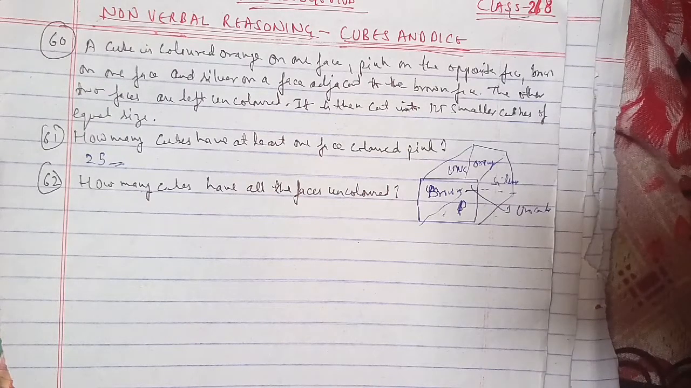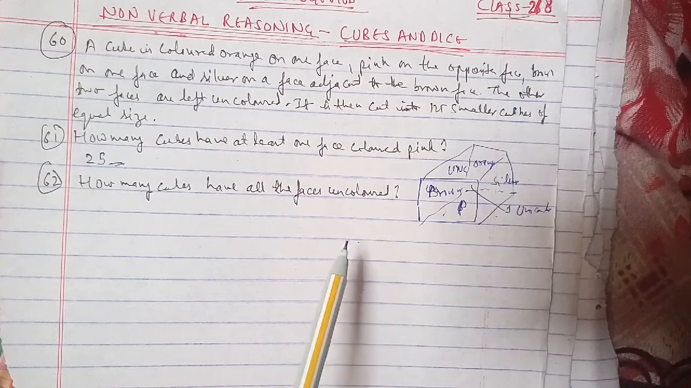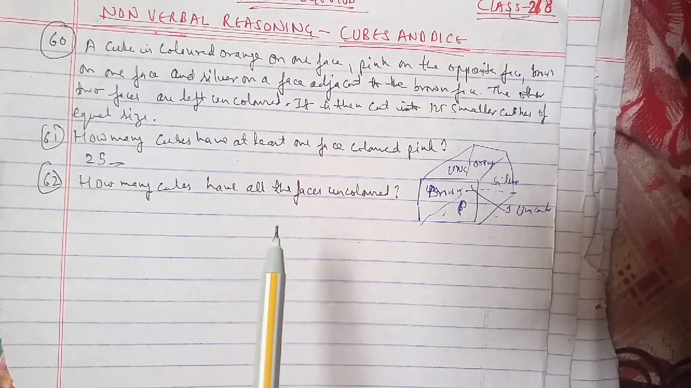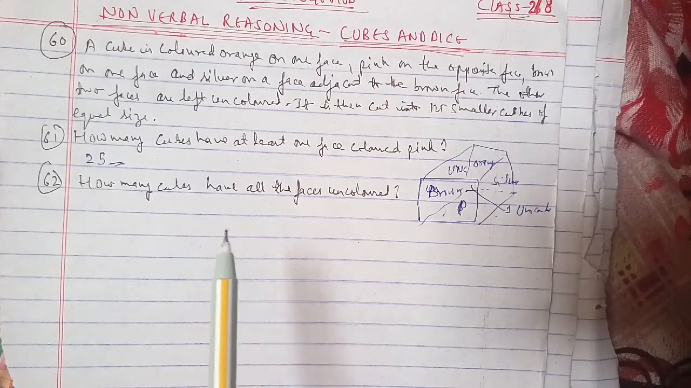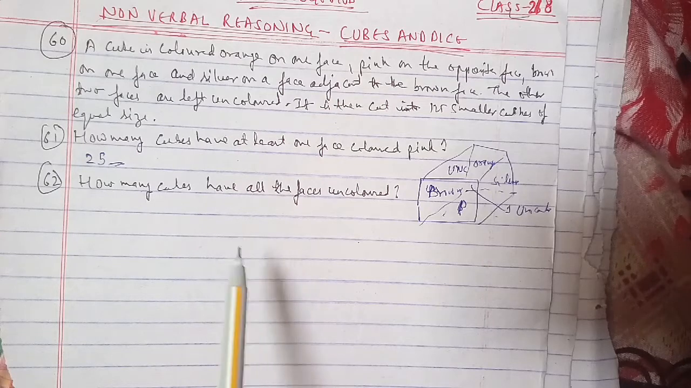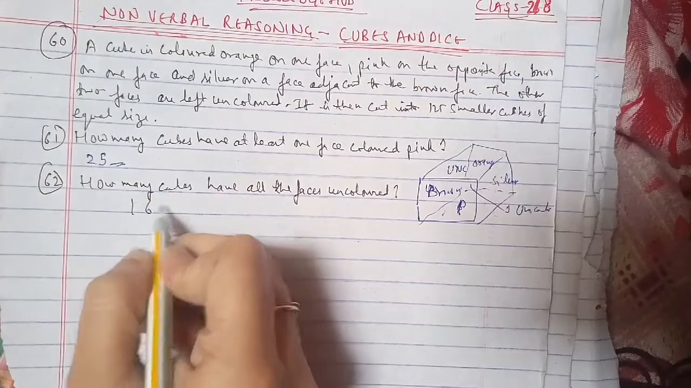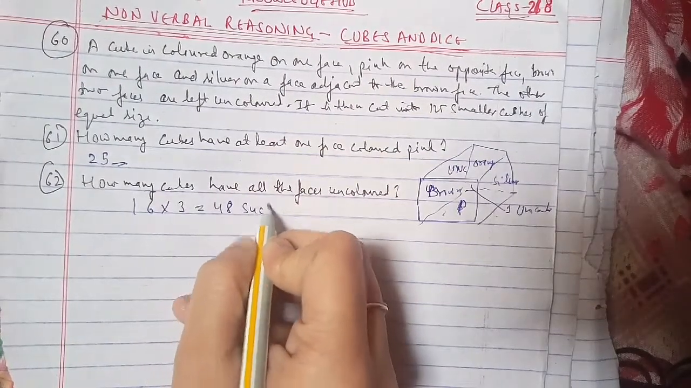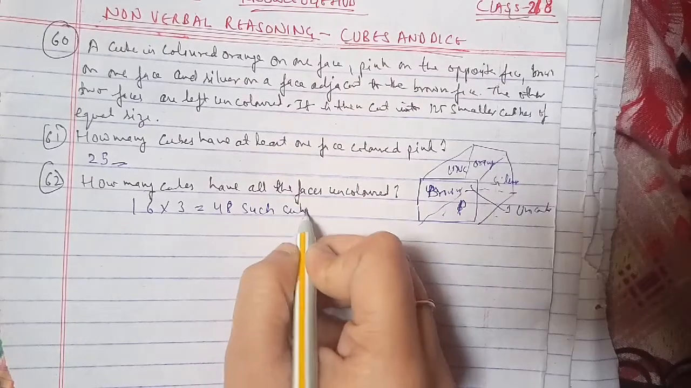For the same, in each of the layers second, third, and fourth, all the cubes except those which lie along the sides 3 and 4 have all the faces uncolored. Thus there are 16 such cubes in each of these 3 layers. So that is 16 into 3, which equals 48 such cubes in all.